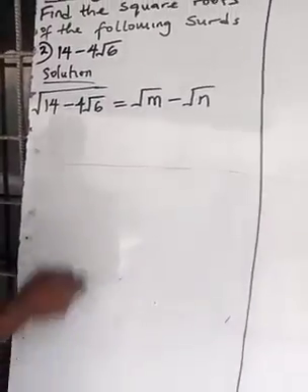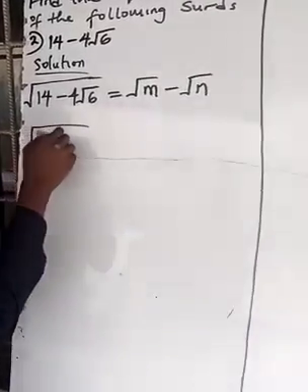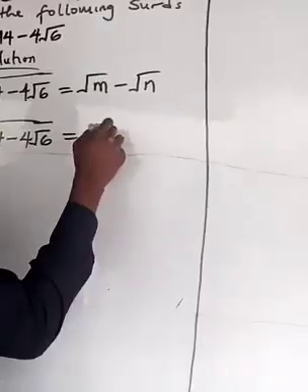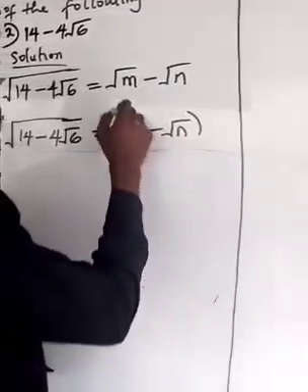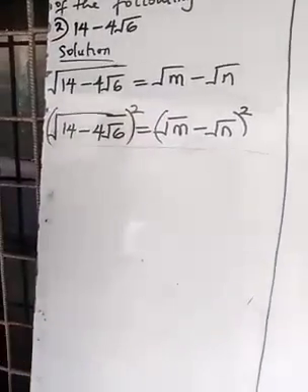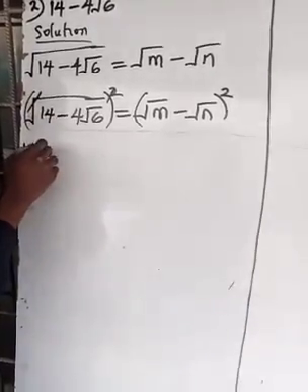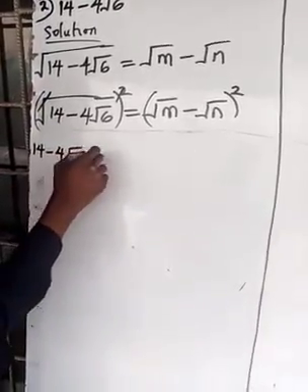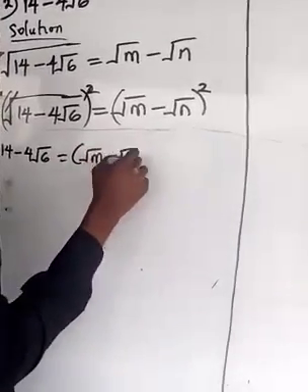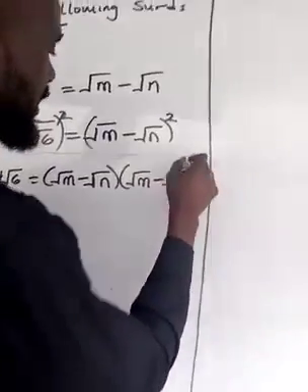to get rid of the square root, we have to square both sides. So if we square both sides, the square root of m minus square root of n. You square to remove the square root. So this cancels this, and we have 14 minus 4 root 6. So the square of that means root m minus root n times root m minus root n.